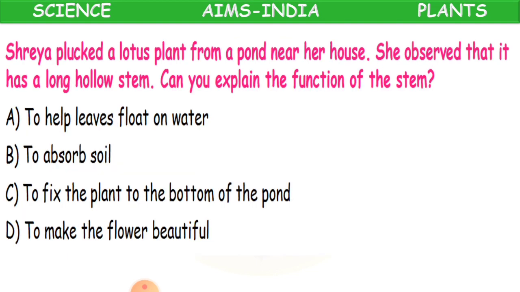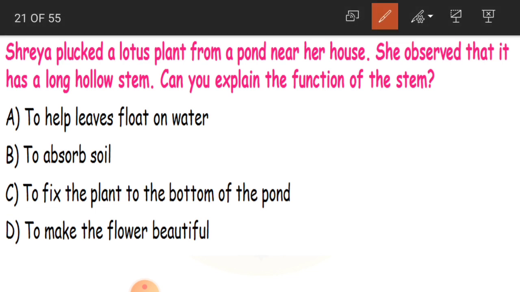The third question. Shreya plucked a lotus plant from a pond near her house. She observed that it has a long hollow stem. Can you explain the function of the stem? See here, Shreya plucked a lotus plant from a pond, and she observed that it has a long hollow stem. Long hollow, in the sense children, it is empty. So, a long hollow stem. And can you explain the function of the stem? Like function, the work the stem does. So what does it do?